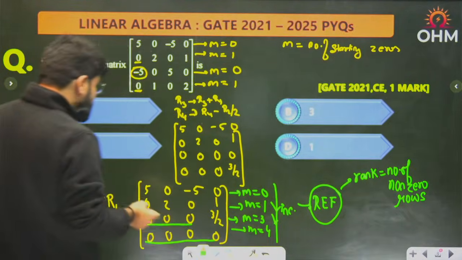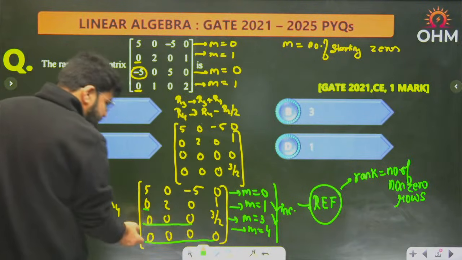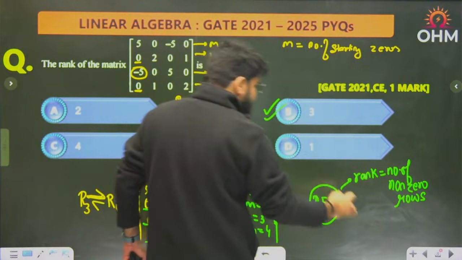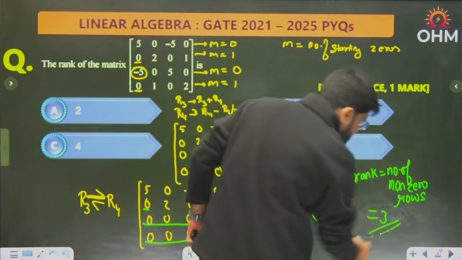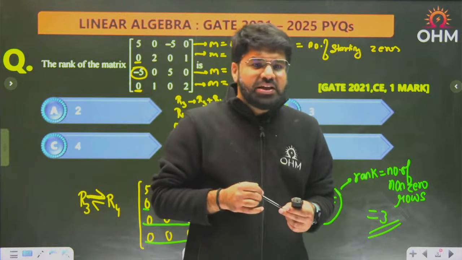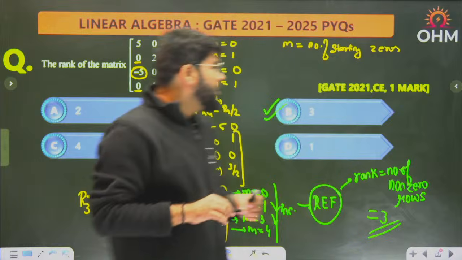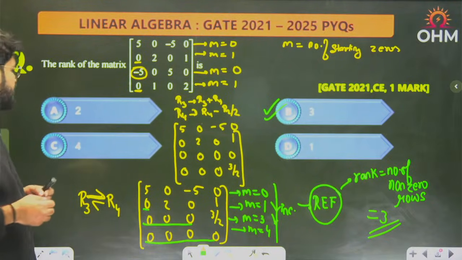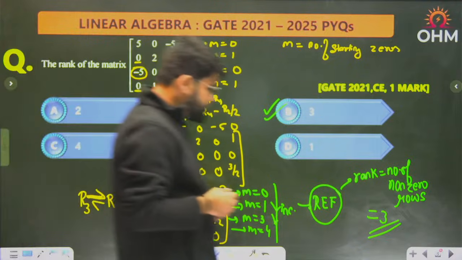So how many non-zero rows? 1, 2, 3. The fourth row is 0. Out of 4 rows, 3 are non-zero. Rank of the matrix will be 3. Number of non-zero rows for this matrix is 3 when the matrix has been converted into row echelon form. So answer B, that is matrix rank is 3, is the correct answer.